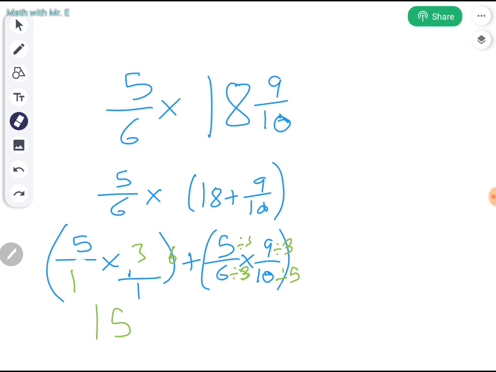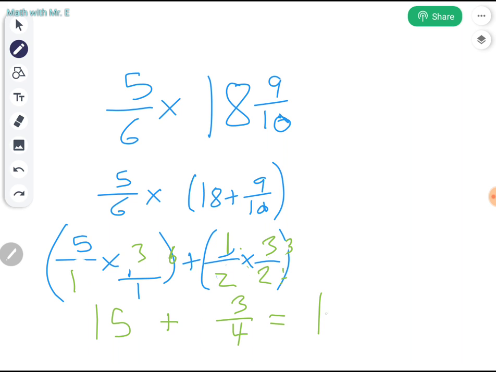So now, replace those. 5 divided by 5 becomes 1. 6 divided by 3 becomes 2. 9 divided by 3 is 3. 10 divided by 5 is 2. We've got 1 times 3 is 3, 2 times 2 is 4, so that would be 3/4. So now we've got 15 plus 3/4, and the answer to that is just 15 and 3/4. Now that's how you use the distributive property to multiply mixed numbers.